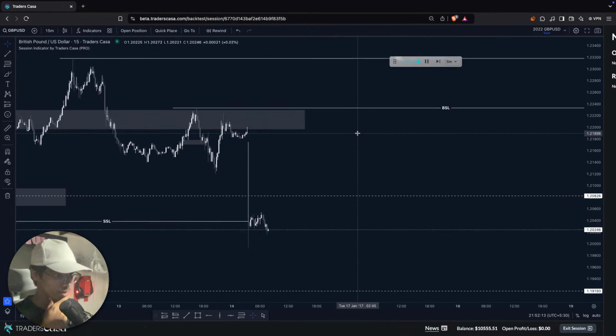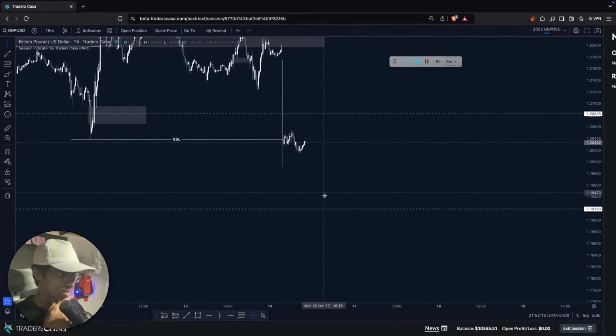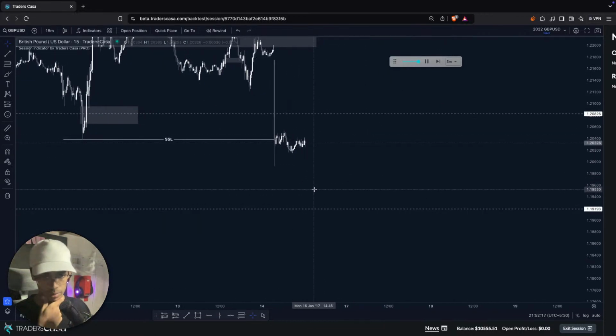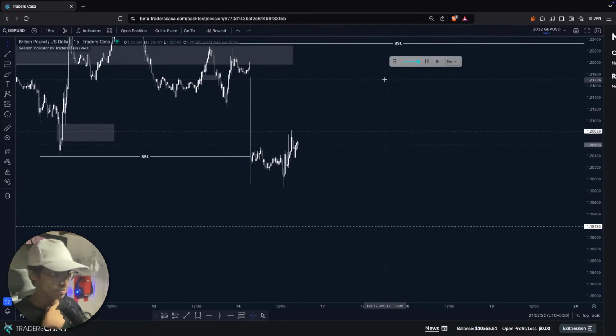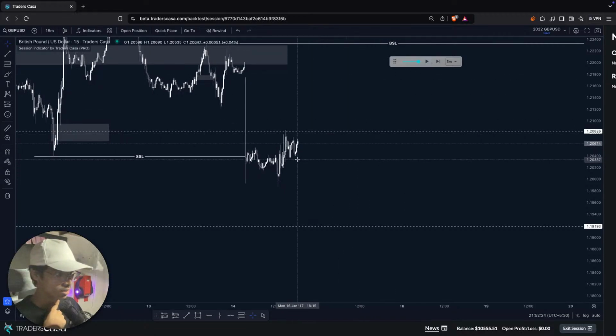Let's see what is going to happen. If it takes out this buy side liquidity, I don't think we have any trade to be taken. But if it doesn't take out this buy side liquidity and it goes up till the midnight. See, right now what is the time right now? 18:15.